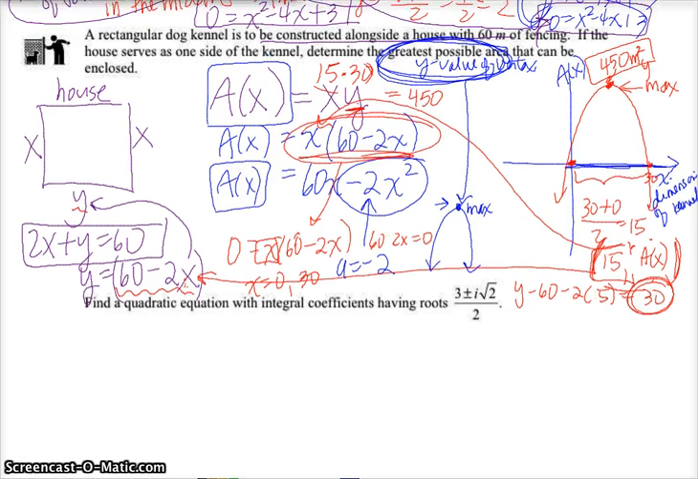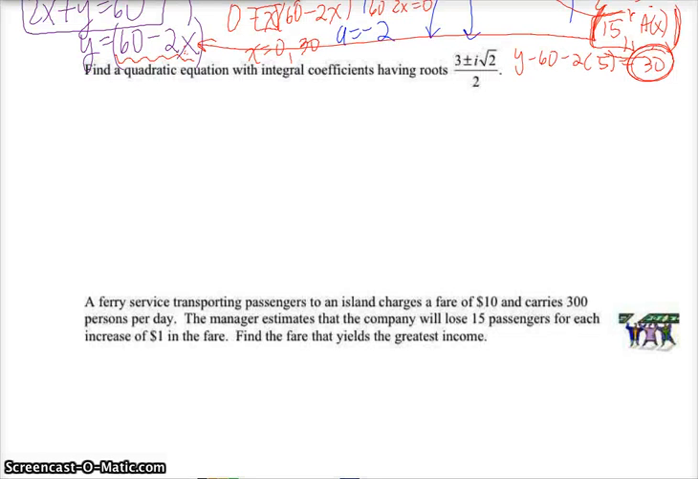Okay, so think about that. Pause and think about it if you need to. Write a quadratic equation with integral coefficients having roots 3 plus or minus i root 2 over 2. This is like example number 1 on the front. So pause now and try it on your own. And I'm going to do it, and then you can come back and check.